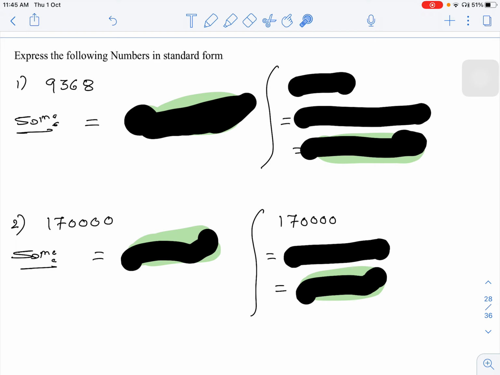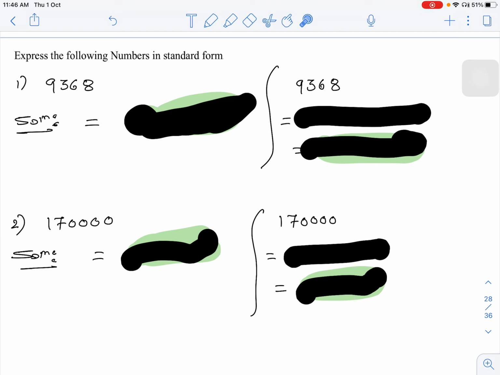Now here we have 9368. What is the condition? We want to bring the decimal between the first two digits. If in this number nowhere a decimal is there, it means that it is present at the end of the number. If you are not writing it, it will still work. Right now the decimal is present over here. Now what is the condition to make it standard form? We want to bring it 1, 2, 3 digits to the left.